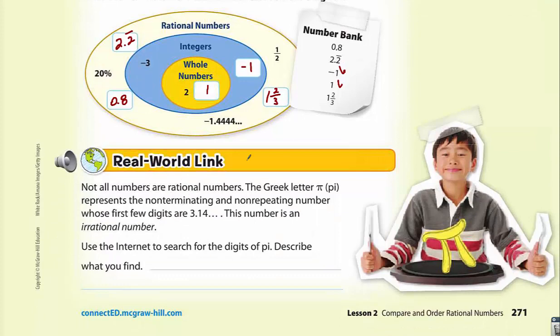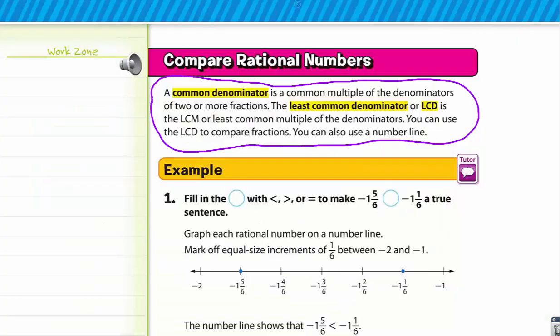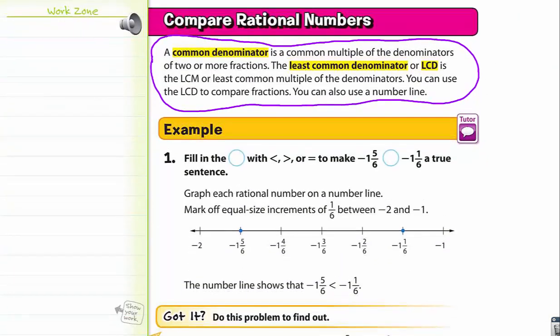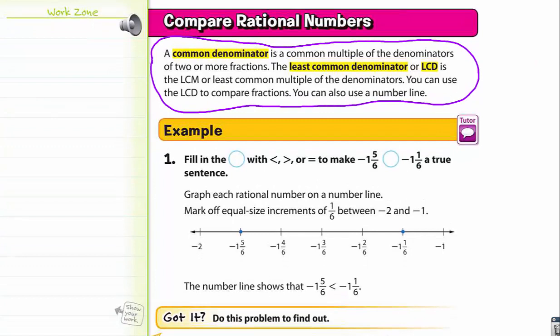Here's a real-world link. I didn't find this one too interesting or too informative, so we're going to skip that, and we're going to go to this next page and right into example 1. So in these examples, they are asking you to put numbers in order, kind of in order, actually comparing numbers. And we use these comparison symbols. And let's write these comparison symbols out here. So we have 3 comparison symbols.